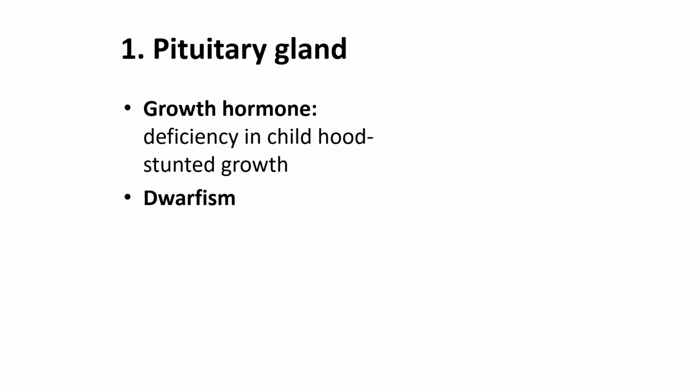The first gland is pituitary gland. So the first hormone of the anterior pituitary gland is growth hormone. So deficiency of growth hormone in childhood causes stunted growth or dwarfism. So in that the patient will have all the limbs short in length, that is upper limb and lower limb short in length, and the height of the person is less, short.